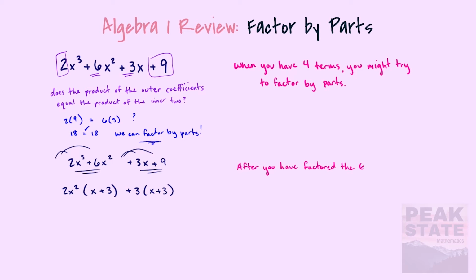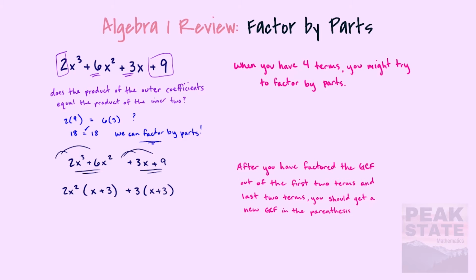Now, after we have factored from both pieces and we've pulled out those greatest common factors out of the first two terms and the last two terms, we'll discover that those parentheses that are left over, if we've done it correctly, should be the exact same. And that's our signal that shows us that we've done it correctly, right?